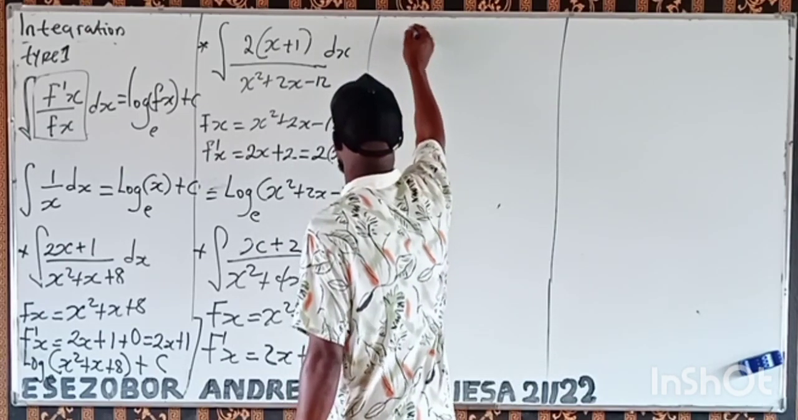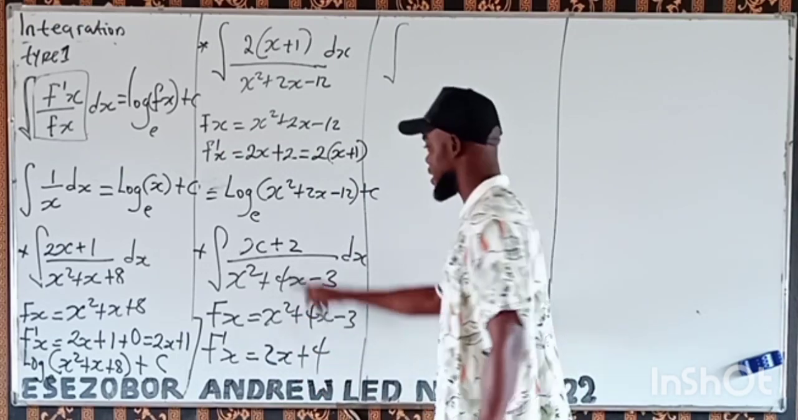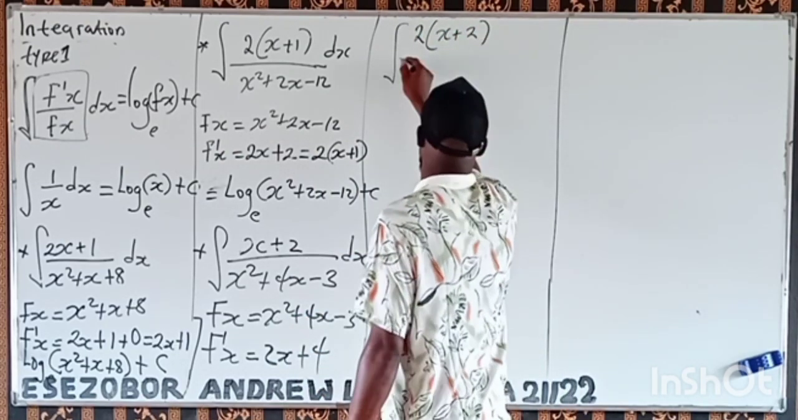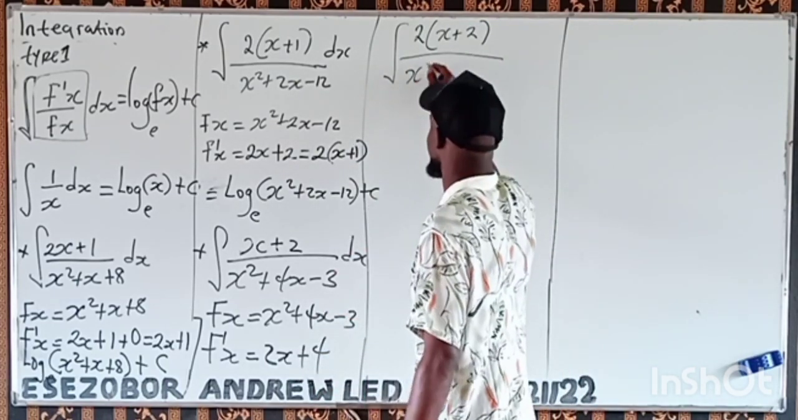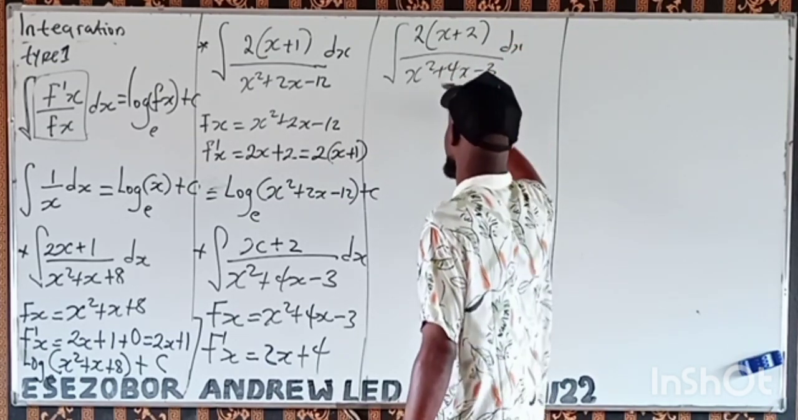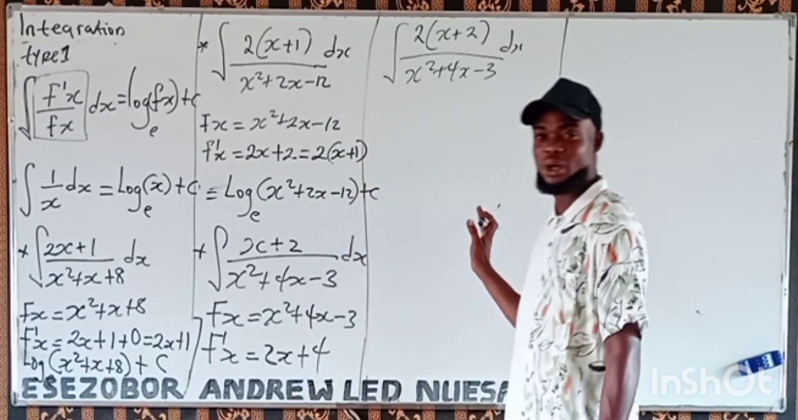Now something like this, you say integral. Since what we have in this dimension is 2 times this, so say 2 times s plus 2. Since that's what I'm having here, I'm saying 2 times s plus 2, then s squared plus 4s minus 3 ds. Then if I differentiate this one, that will be this. But this question and this one are no longer the same.